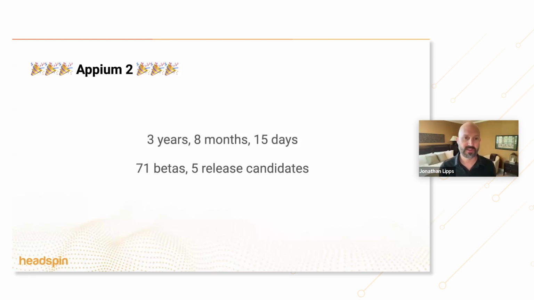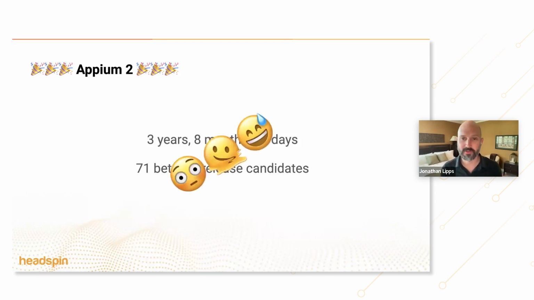During those 4 years, we've had 71 beta releases and more recently five release candidates. So Appium 2 has changed quite a bit over the period of those releases. And I guess my feelings throughout this process is summed up, somewhat, by these emoji here. It's been a long process. It's been sometimes a frustrating process. I know that a lot of our users have been frustrated that Appium 2 didn't come out quicker.